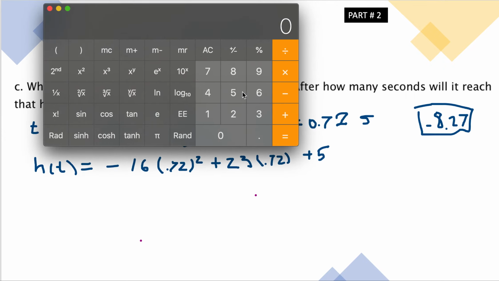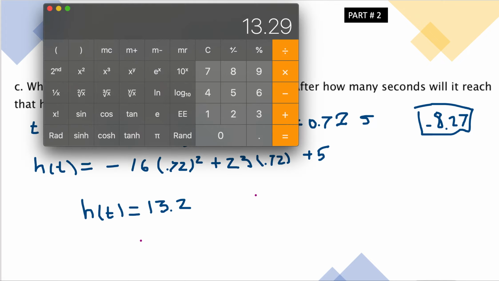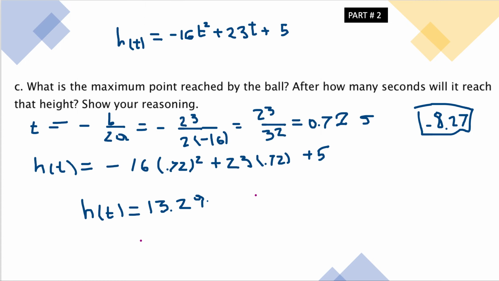I have 23 times 0.72, which is equal to 16.56, plus 5 is equal to 21.56, minus 8.27, and I get 13.29. So h of t is equal to 13.29. The maximum height at 0.72 seconds is going to reach 13.29. Let me check one more time before I write it. Yes, 13.29 feet.